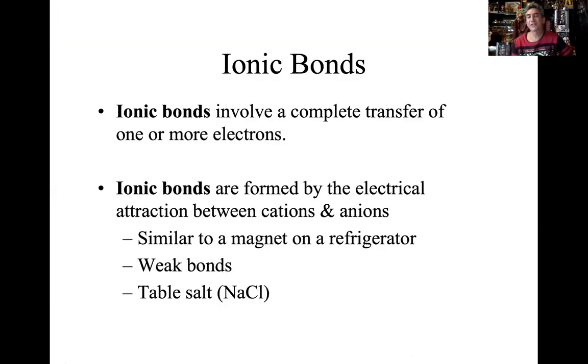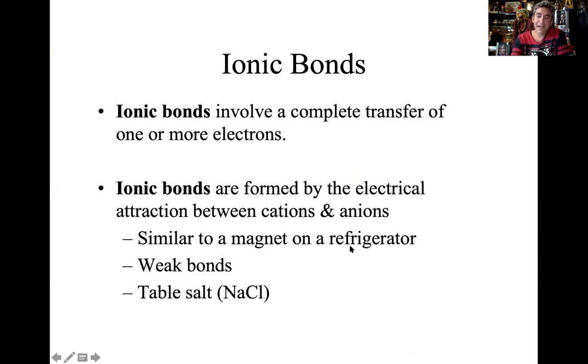So hopefully this definition makes sense, right? An ionic bond involves a complete transfer of one or more electrons. First, we have to have one atom that is oxidized, and then a separate atom that undergoes reduction, the complete transfer of electrons. They generate opposite electrical charges, and then they're able to bond together. So they form an electrical attraction between cation and anion, positive and negative.